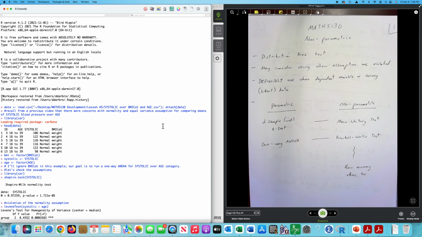I'm sorry, systolic over BMI category and age. Did a two-way ANOVA ad nauseam and all that. But if you recall, there were normality and equal variance assumptions for comparing the means of systolic blood pressure over age. So what I want to do is dive into that a little bit. I'm going to completely ignore the BMI category here and teach you, or at least illustrate to you, non-parametric statistics.